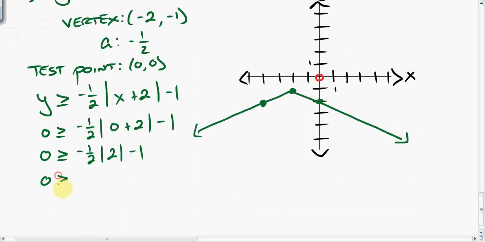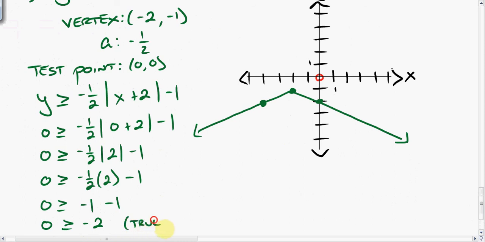I'm going to evaluate my absolute value now. The absolute value of 2 is 2, minus 1. And then I've got negative 1/2 times 2. So half of 2 is 1, but it's negative. So negative 1 minus 1, and 0 is greater than or equal to negative 2. Is 0 greater than or equal to negative 2? Yes, it is. So this is true.